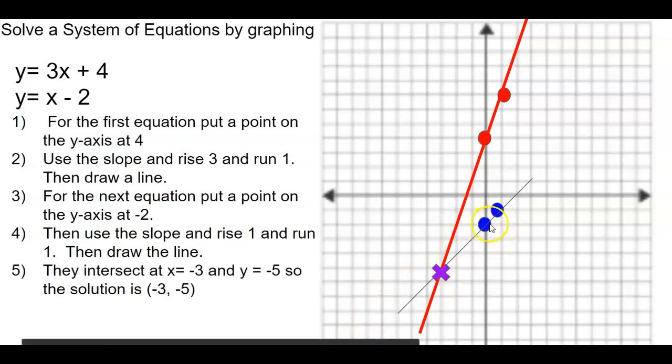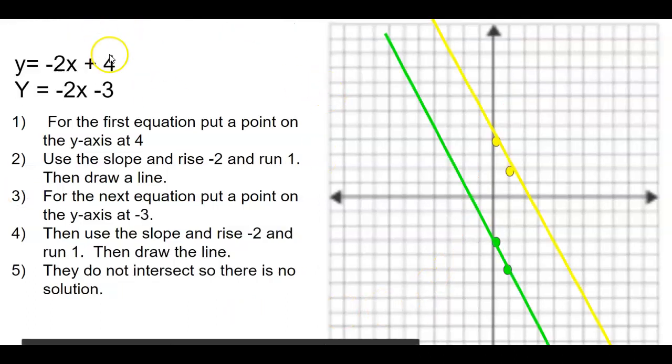And then I did my point at -2 and I went up 1 and over 1 and I drew my line. And here is the point of intersection. So the solution is -3, -5.